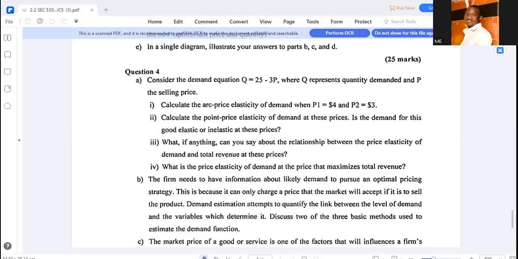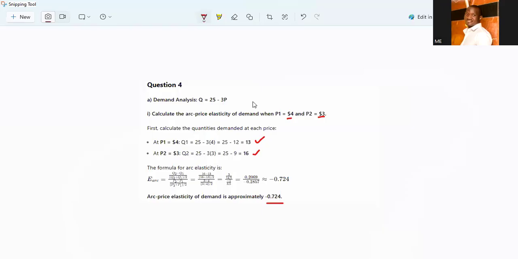So what do we identify from here? What is our B? From here, what is our B? Our B is what? Negative 3, isn't it?